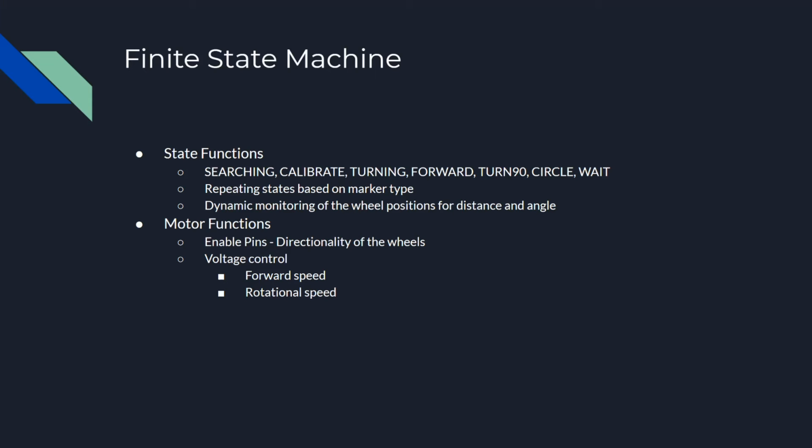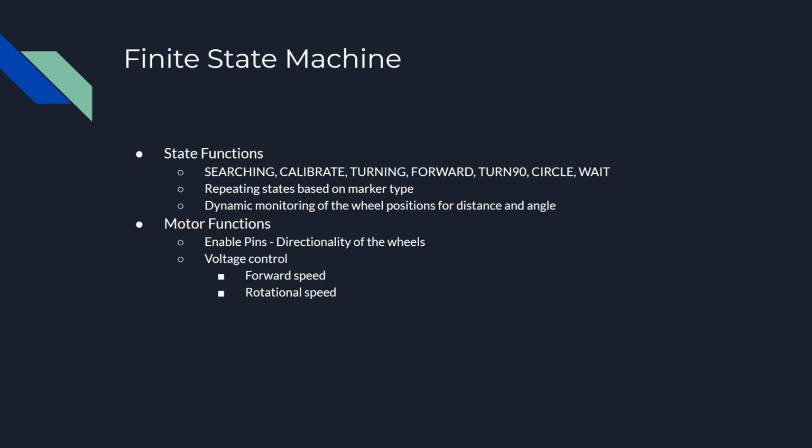These states were looped through depending on the order of the marker that had been detected by the Pi and the information that is given to the Arduino. This allows for each of the states to handle their own function independently using dynamic monitoring of the wheel positions and the distance and angle of each of the wheels relative to the desired positions.